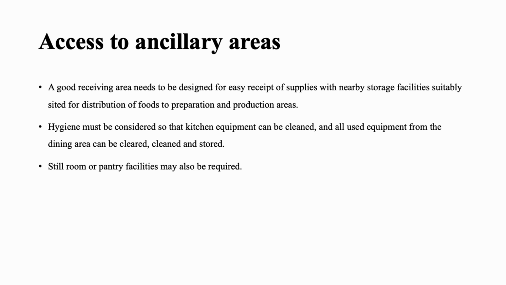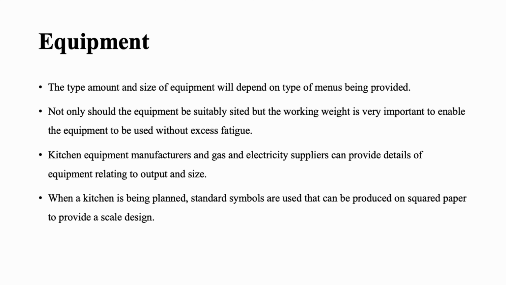Access to ancillary areas. A good receiving area needs to be designed for easy receipt of supplies with a nearby storage facility, suitably situated for distribution of food to the preparation and production areas. Hygiene must be considered so that kitchen equipment can be cleaned and all used equipment from the dining area can be cleared, cleaned, and stored. Still room or pantry facilities may also be required.